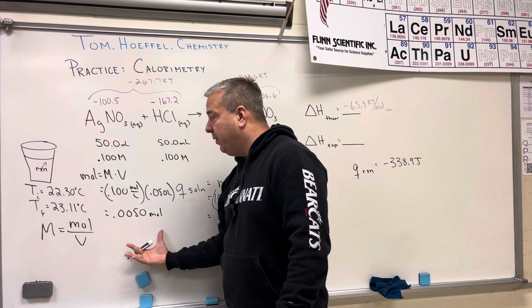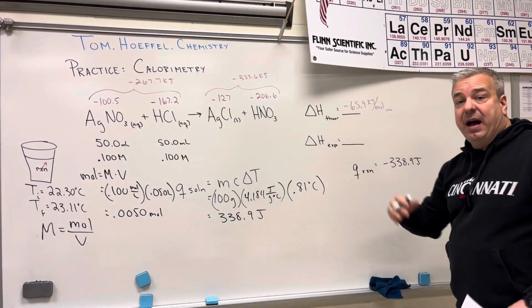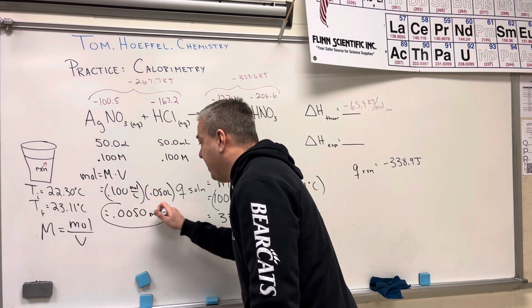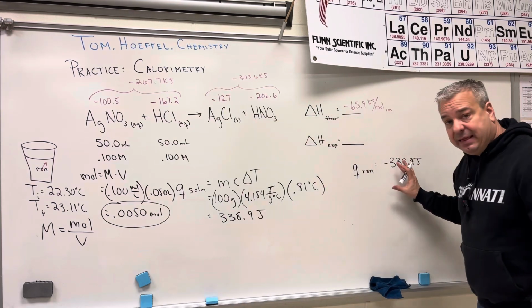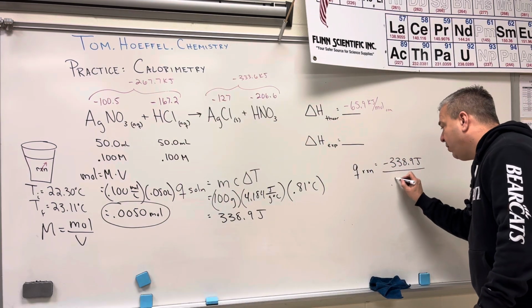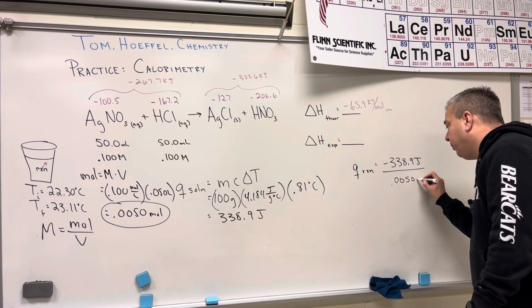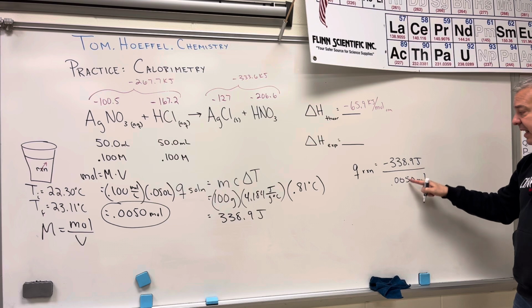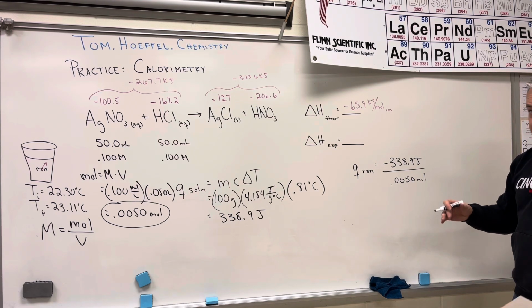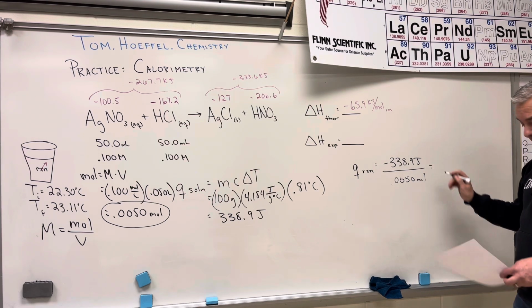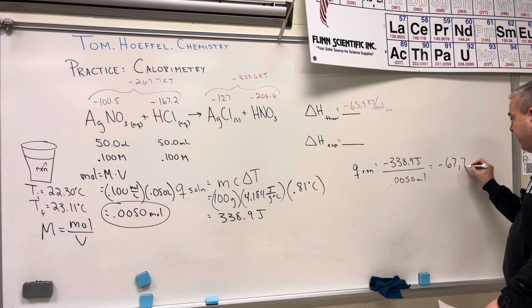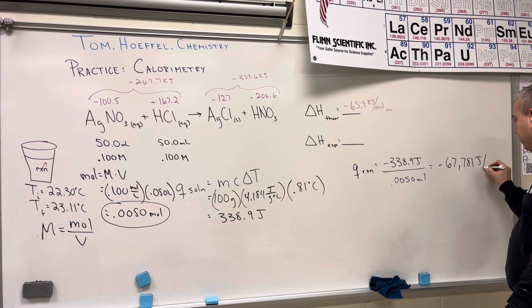As you can see, I'm only getting part of this heat, because I only have a portion of a mole. So we want to get this value on a per mole basis. We take the amount of heat that we have and divide it by the amount of moles. So take negative 338.9 and divide it by 0.0050 moles, and you're going to get negative 67,781 joules per mole of the chemical reaction.